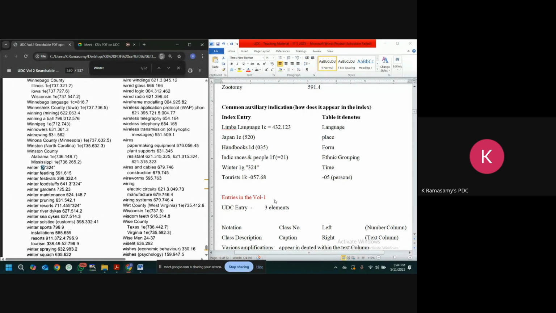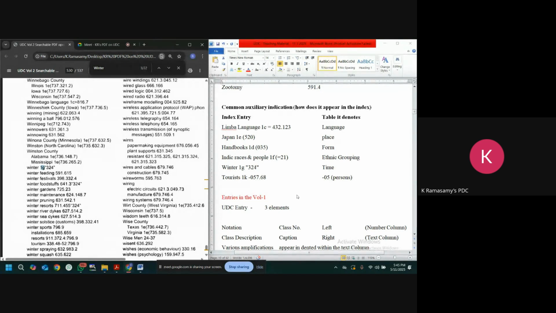Okay. What I want to say is that you can differentiate. See, for example, here a number is there. What is the number? Winnowing. What is the number? 631.562. This is the main UDC number. But the number for winter is from 1G. It means the number is taken from the 1G table. And how should we write this number? Open double quote, 324, and close double quote. That is how we should write. So this way, you can differentiate the entries which are taken from the main table from the entries which are taken from auxiliary tables. Okay, that is how the entries are arranged in the alphabetical index.